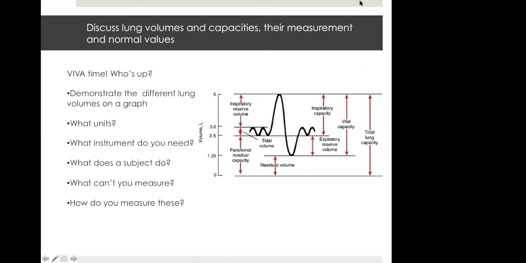Lung volumes, as opposed to capacities, are what you can measure directly rather than being the sum of volumes. I guess lung volumes you can measure directly, capacities are derived from a combination of volumes. So you can measure four volumes: your tidal volume, which is the volume inspired and expired during normal breathing, your inspired reserve volume, your expired reserve volume, and your residual volume.